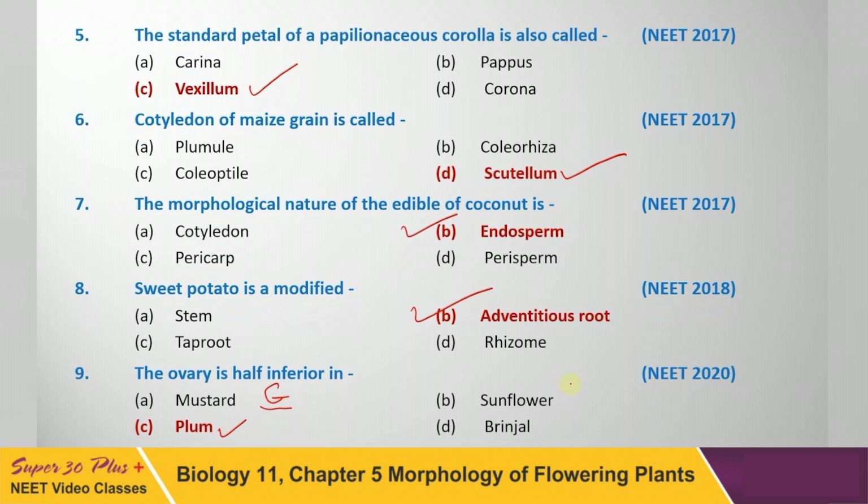Here also the ovary is inferior, but half inferior is what we are talking about. Brinjal is also superior. In the case of sunflower, ovary is inferior. Here this one is half inferior, we will write it like this. Is it right? So this is the end of this chapter, Unit 2, Chapter number 5, Morphology of Flowering Plants.